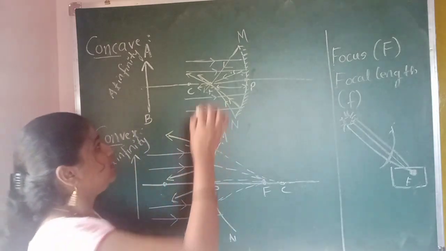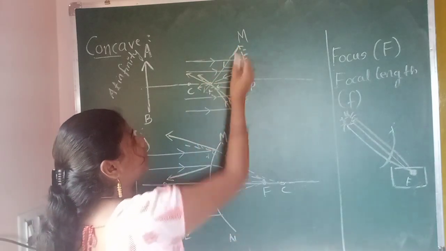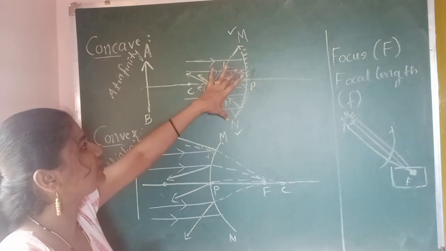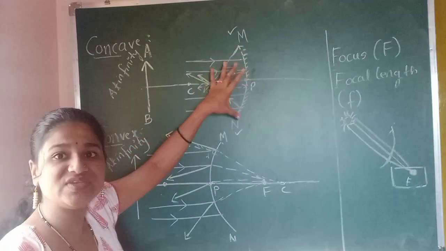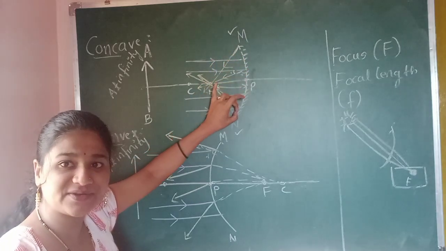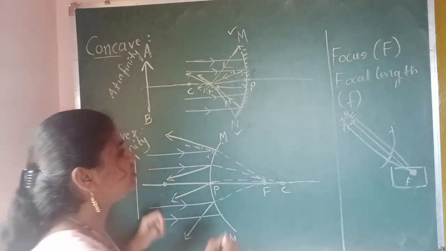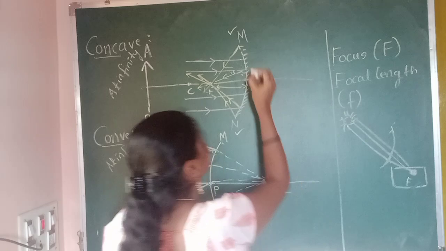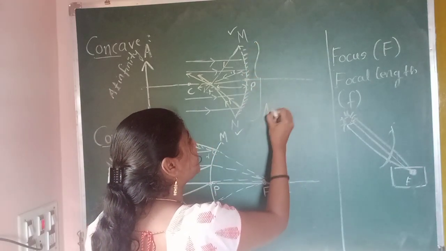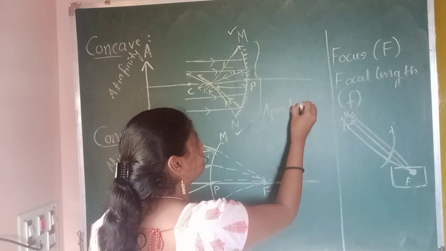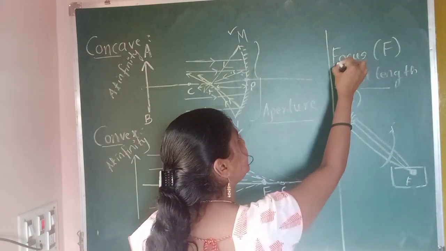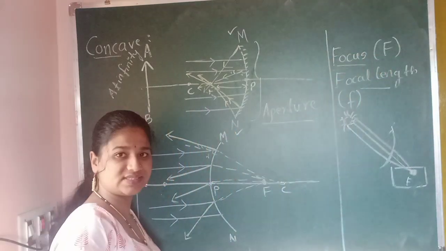Then, you can see MN. So this is nothing but a small part of a spherical surface, a small part of the radius of a spherical surface. This MN is called the aperture of a spherical mirror. So we learn aperture, we learn focal length, and we learn focus.